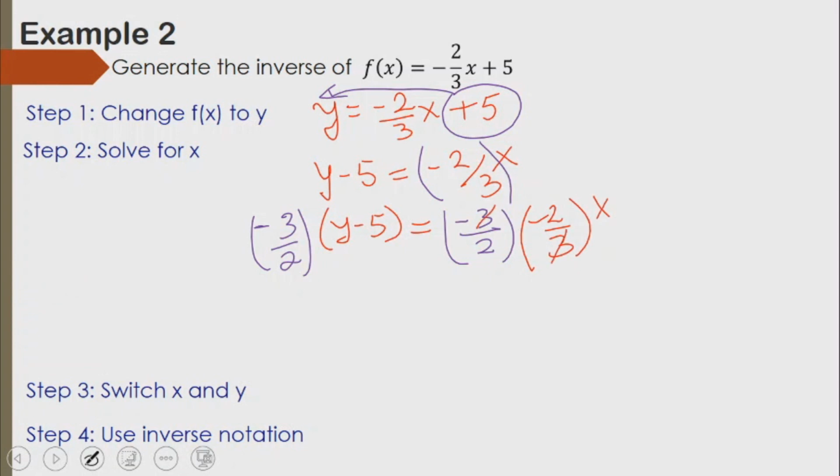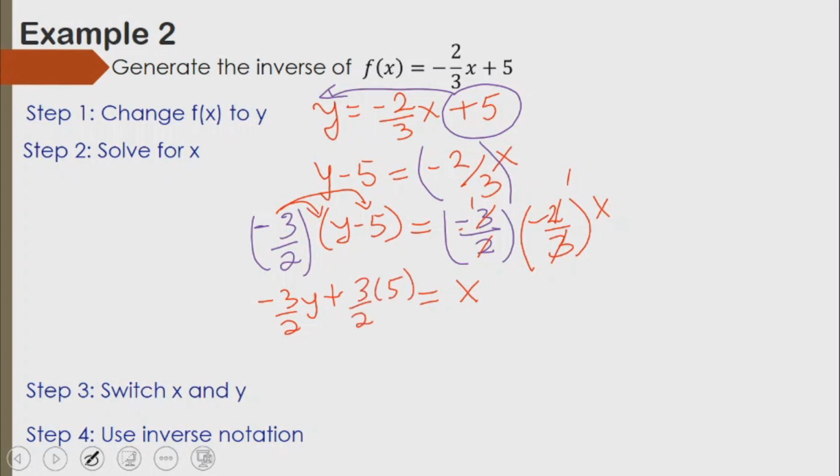So 3 goes in 3 one time, 2 goes in 2 one time. So now in this parenthesis, we have negative 1 multiplied by negative 1, then multiplied by x. So negative 1 multiplied by negative 1 will give us a positive 1 multiplied by x. So that gives us x, and that's what we wanted. So for the left, we can distribute this negative 3/2 into the parentheses. So that will give us negative 3/2 y. And now when you have negative 3/2 multiplied by negative 5, you're going to get positive 3/2 multiplied by 5.